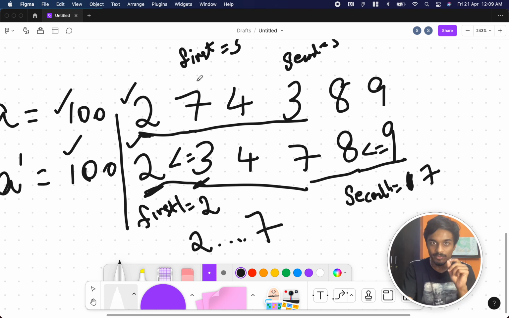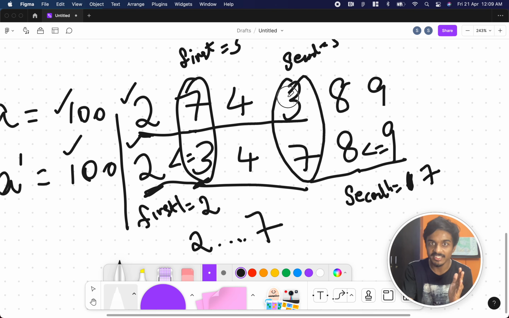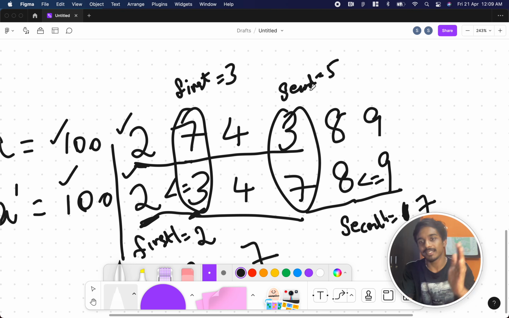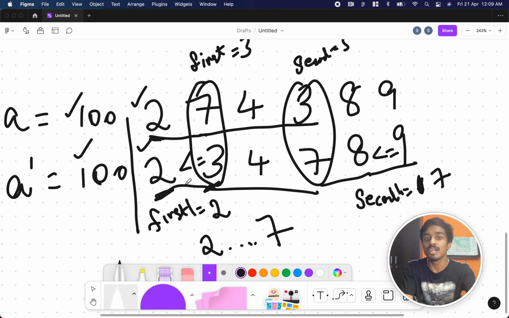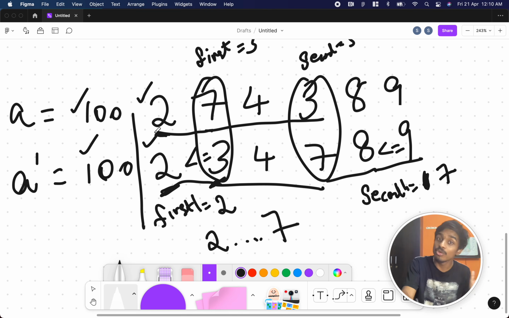What did we do? We understood that there is a difference in 7 3 and there is a difference in 3 7. We assumed that first and second are these values. Then we try to expand on the left and expand on the right. These are already sorted. Even if we expand the L value, there is no harm in it, right? 2 less than or equal to 3, there is no harm. He could have chosen the entire 2 7 4 3 8 9. He could have sorted it to 2 3 4 8 7 9.